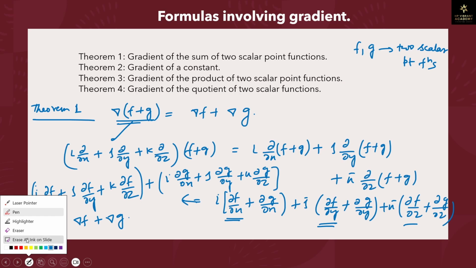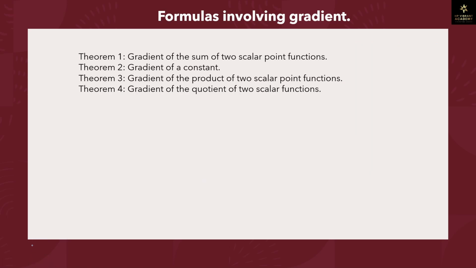Let us discuss gradient of a constant. Theorem 2, gradient of a constant. The necessary and sufficient condition for a scalar point function to be a constant is del of f is equal to 0. So del of f is equal to 0 is the necessary and sufficient condition for a scalar point function to be a constant. So let us show this.